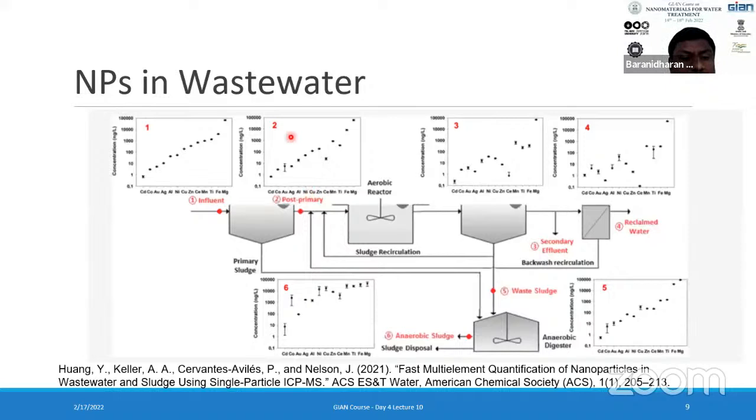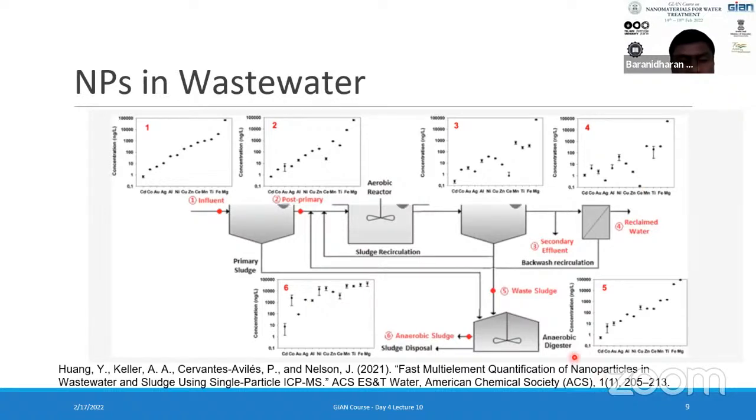It was found that at a certain level, assume at the secondary effluent, the concentration of these metal ions was reduced when compared to the influent level. So that is one thing: the treatment process removes the nanoparticles in solution to a certain extent. But again, what happens when these nanoparticles get into the sludge? After treatment, in the water that is left out, a significant change or a very slight change can be observed.